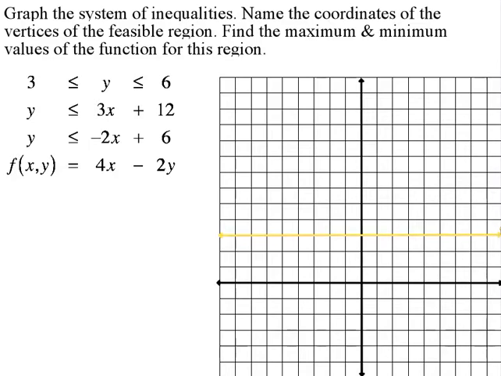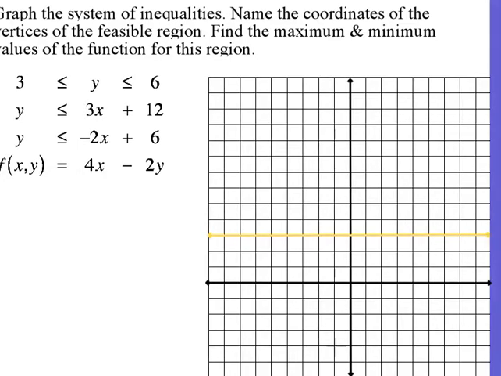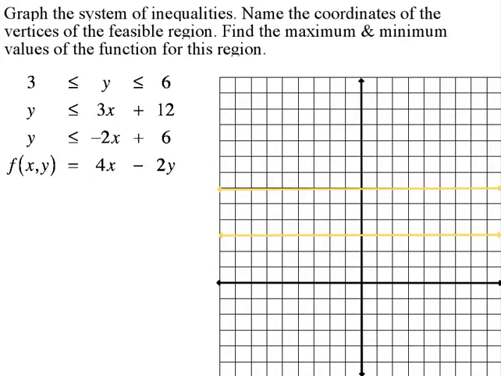So a horizontal line at 3. I'm also going to do a horizontal line at 6, in the same color. So for that first inequality, you're going to have 2 horizontal lines, one at 3, one at 6, and you're going to shade in between. So that's your very first one.